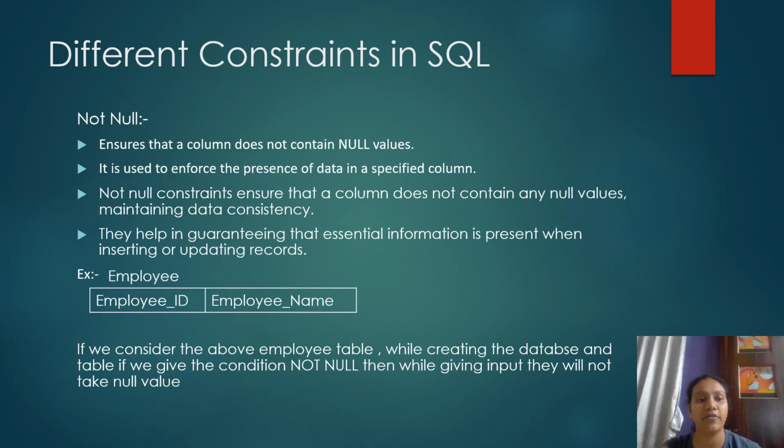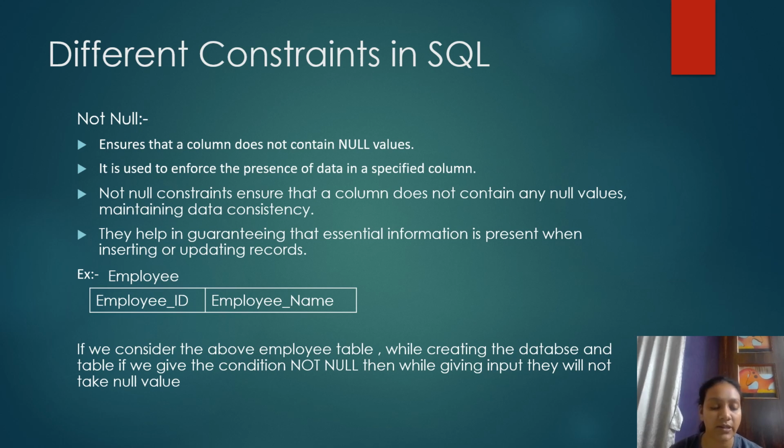So now we have another constraint called the not null. This ensures the column does not have any null values. It is used to enforce the presence of data in a specified column. Not null constraints ensure that a column does not contain any null values, maintaining data consistency in that particular column. They help in guaranteeing that essential information is present when inserting or updating records.